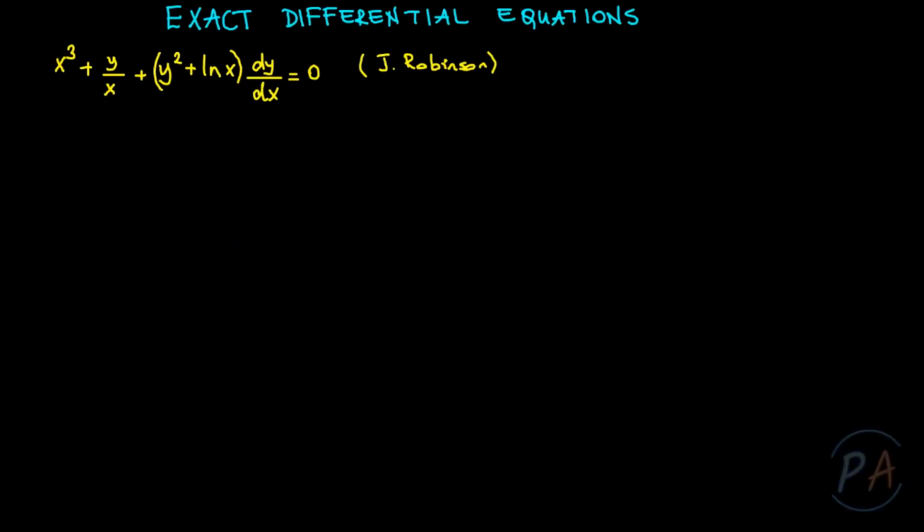Hi everyone, today we are going to solve one more first order differential equation given in James Robinson's book: (x cubed plus y over x) plus (y squared plus ln of x) times dy over dx is equal to 0. In its present form, it is not easy to understand if it is exact or not. So let's write it in differential form.